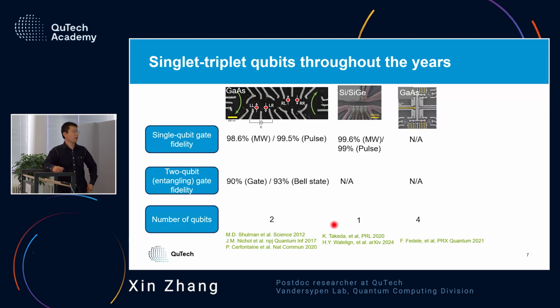It's good. And for the number of qubits, the maximum number is 4 in a 2x4 array in gallium arsenide quantum dots. But the pity is that they have never reported any numbers for the single or 2-qubit gate fidelity.